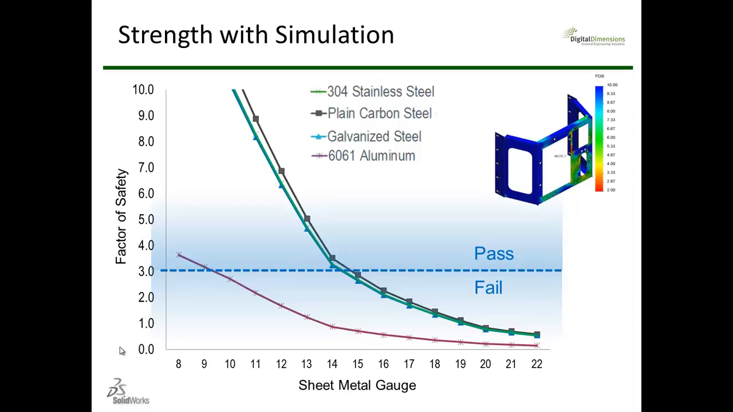We've gone in and we've analyzed our 304 stainless, and looking at factor of safety, we can see that if we're going to use a factor of safety of 3 as a pass or failure transition line, then we probably want to be around maybe a 14 gauge, either stainless steel or galvanized steel or plain carbon steel. Now if we want to use aluminum, we would probably have to go down to maybe about 9 or 10 gauge aluminum to satisfy our structural requirements and our strength values for this design.